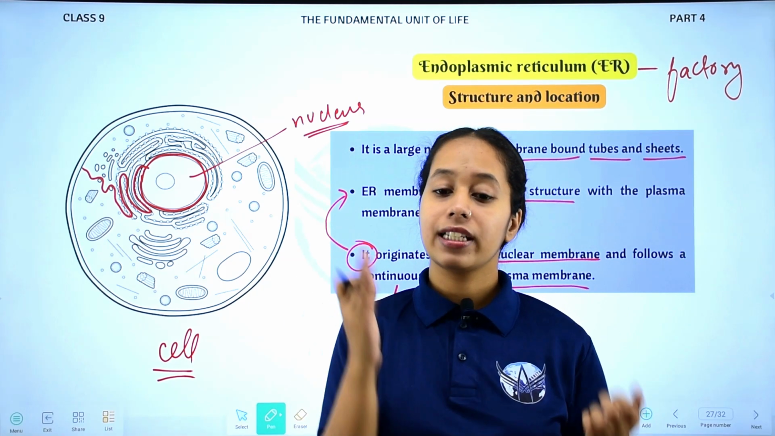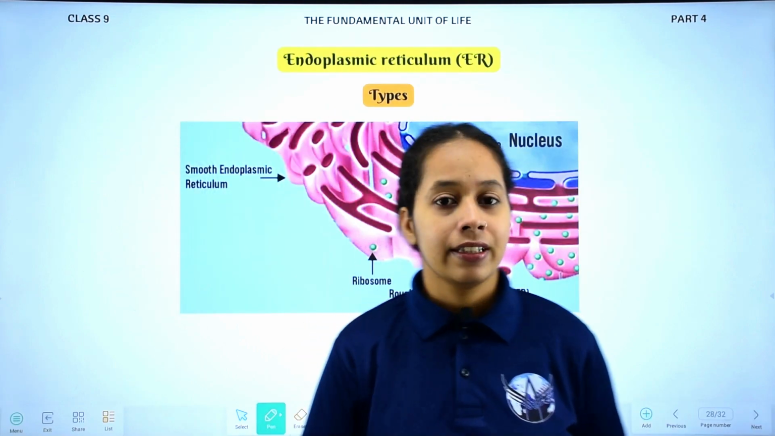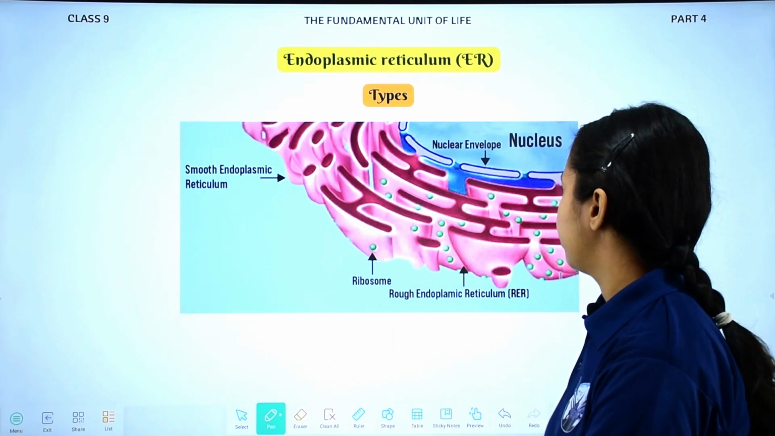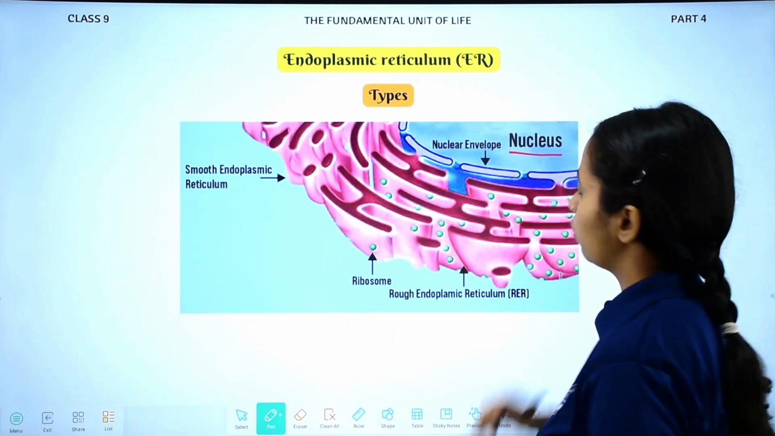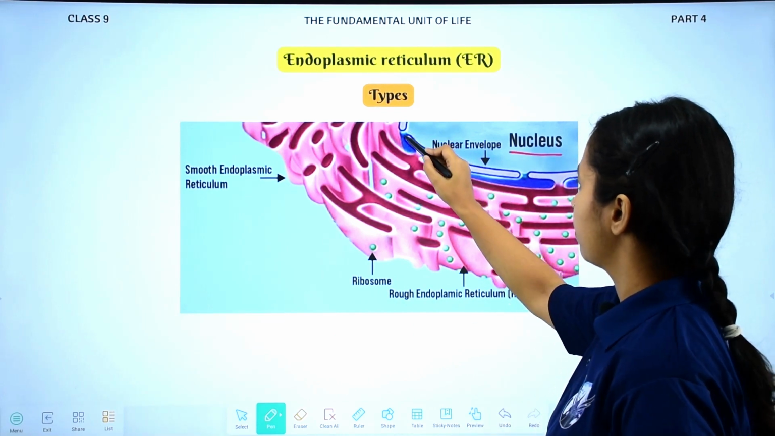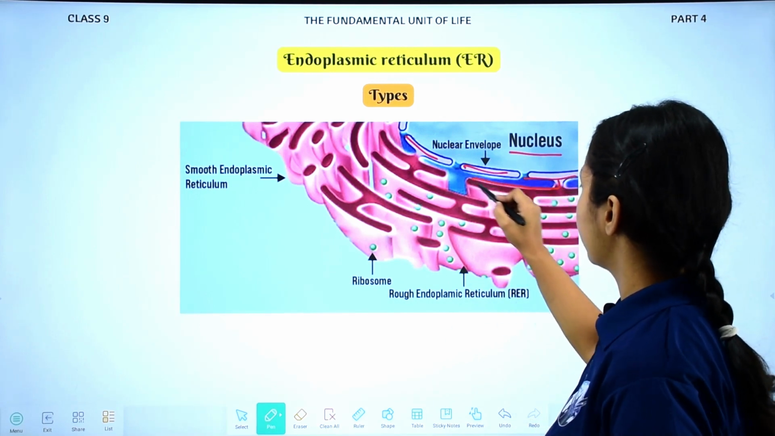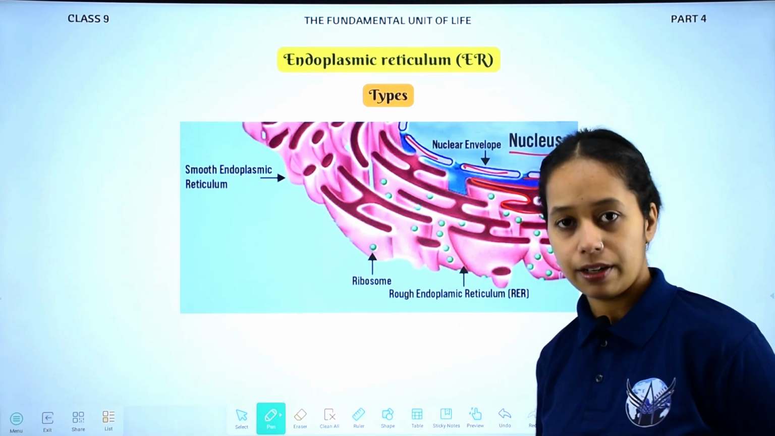Let's learn more about this rough and smooth endoplasmic reticulum. Now look at this figure over here. This is our nucleus. Nucleus is surrounded by the nuclear envelope. See, this is the nuclear envelope, and then from the nuclear envelope originates our ER. This is our ER.